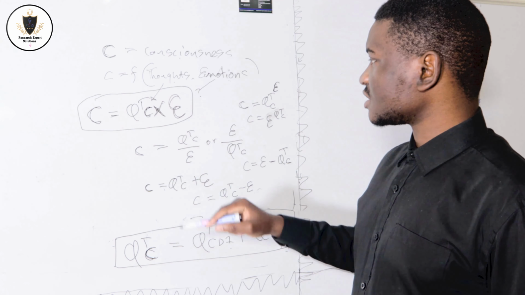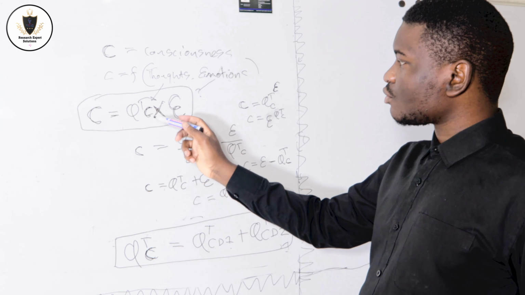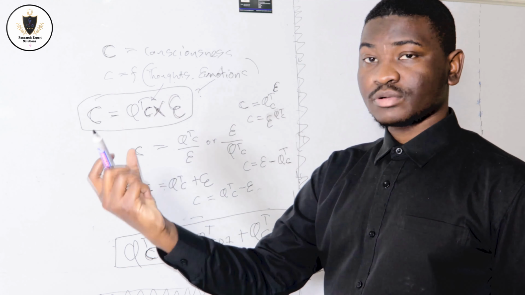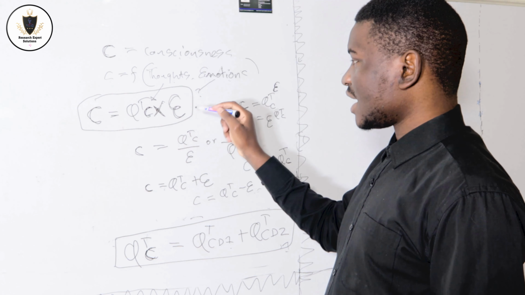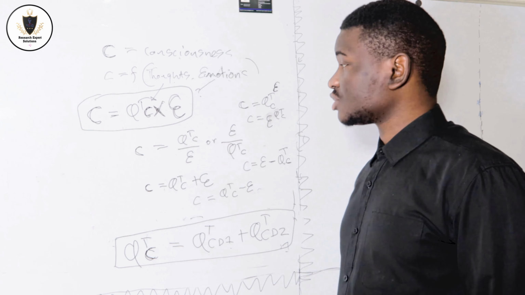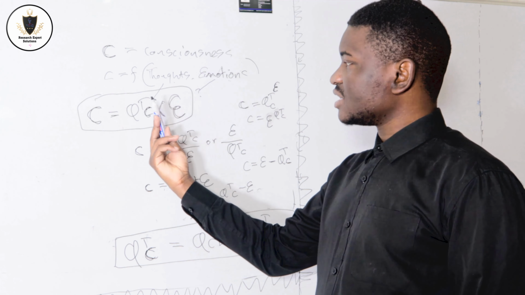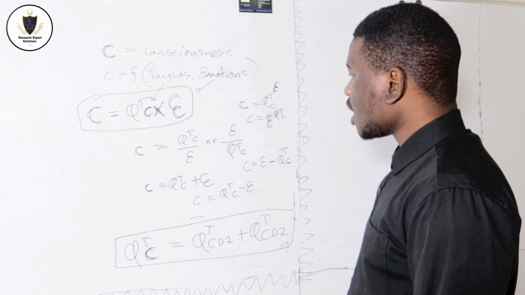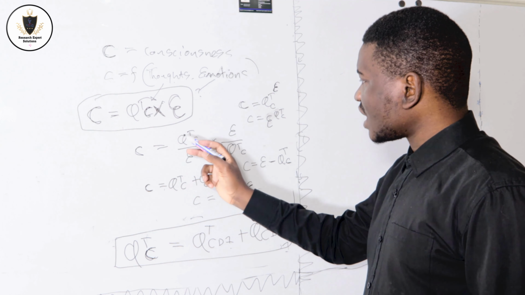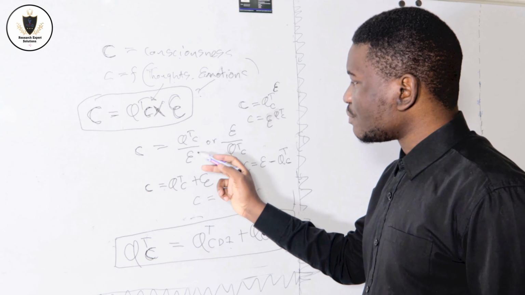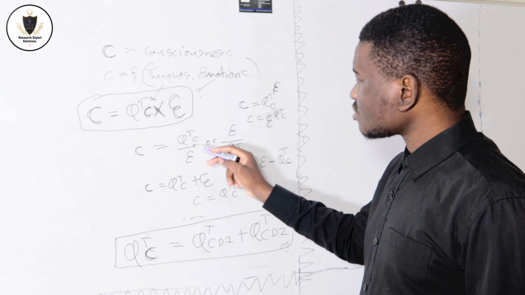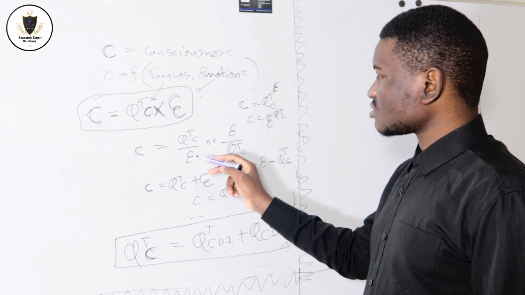Why a product? Why multiplication? Why are we multiplying the quantity of thought or quantity of composite thought by the state of emotions? Or why are we multiplying the state of thoughts by the state of emotions? Why aren't we dividing the state of thoughts by the state of emotions?